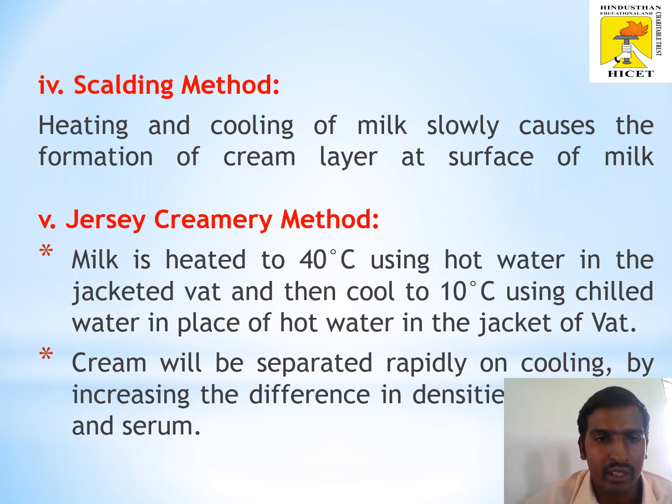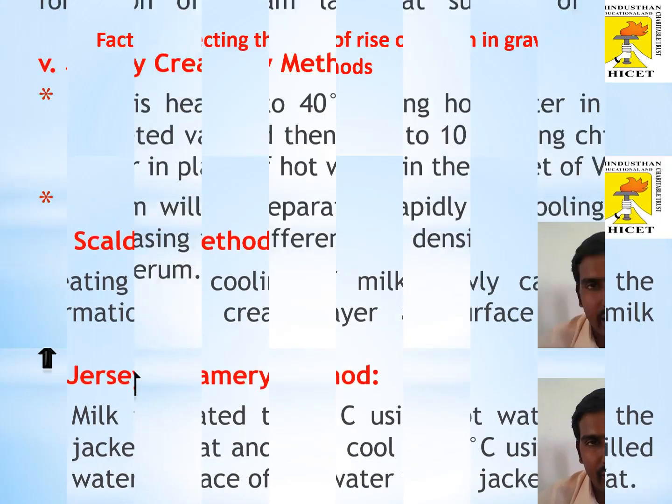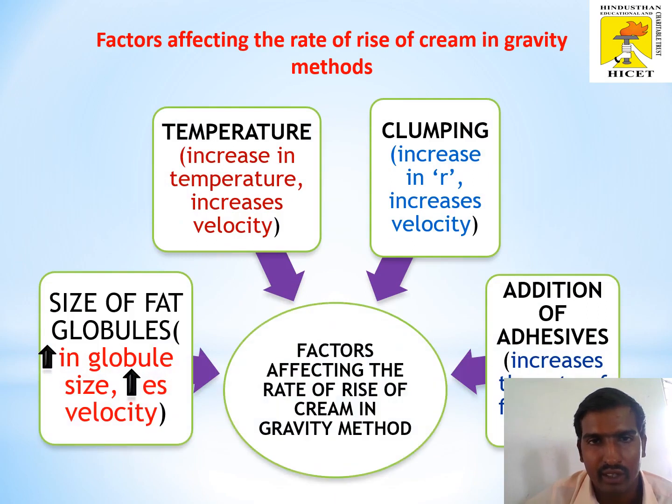And the Jersey creamery method: milk is heated at 242 degrees Celsius using hot water in the jacketed vat, and then cooled to 10 degrees Celsius using chilled water in place of hot water in the jacket of the vat. Cream will be separated rapidly on cooling by increasing the difference in the densities of the cream and the serum. So based on the density difference, it gets separated.